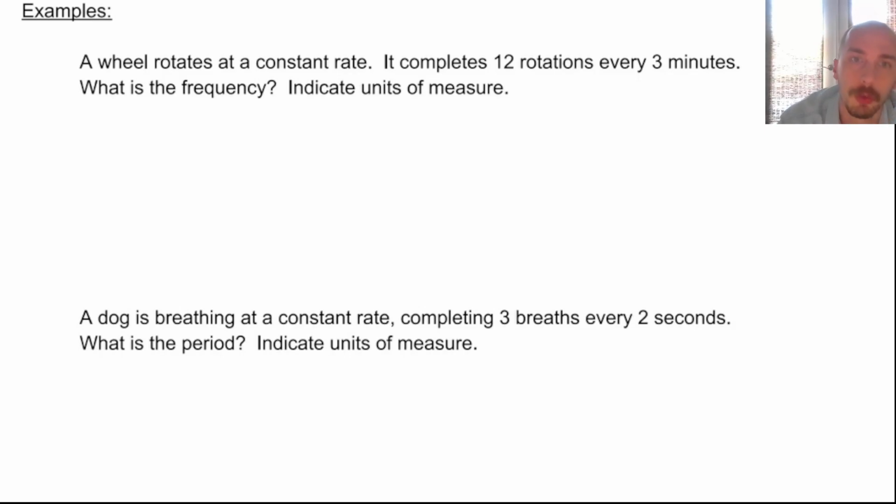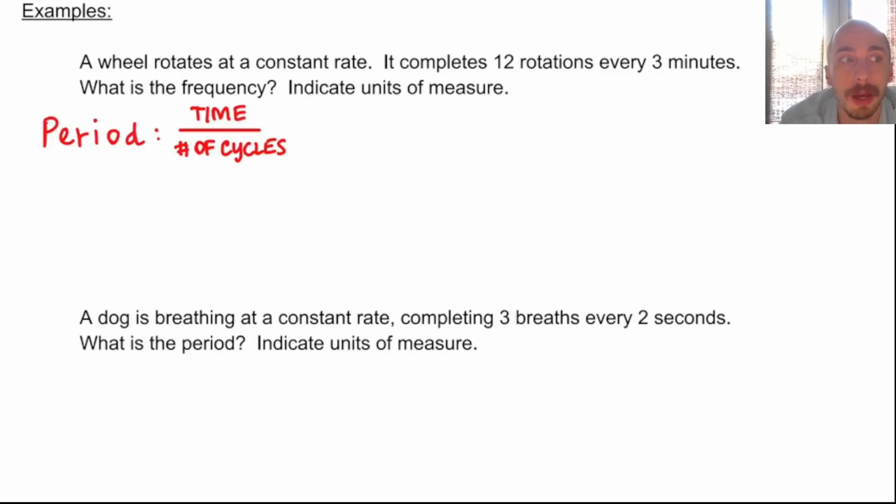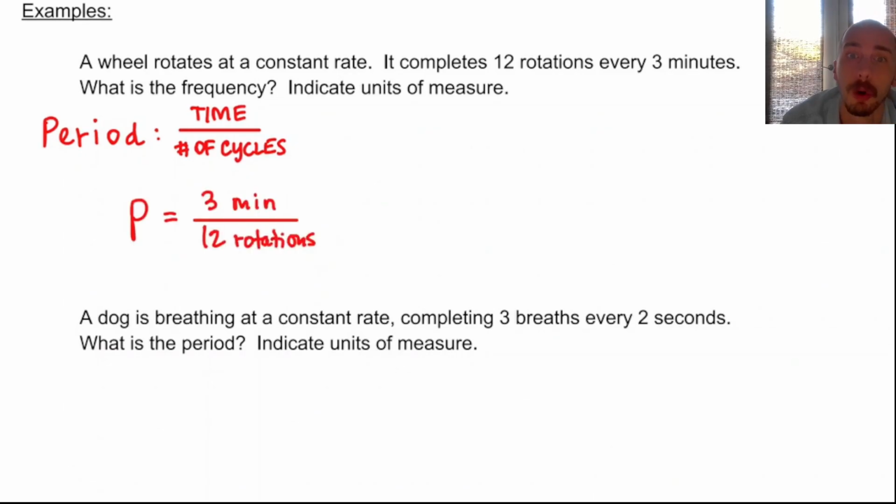So I'm going to remind you that when we're looking for the period in an applied context, the period is how long it takes to complete one full cycle. So we can compute that by giving the amount of time they give us and dividing by the number of cycles. And that's what we've got right here. We've got 12 rotations every 3 minutes. So 3 minutes, that's a measure of time, and 12 rotations. So I'm going to say P equals 3 minutes divided by 12 rotations.